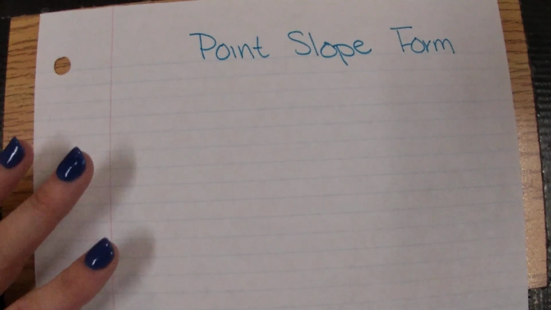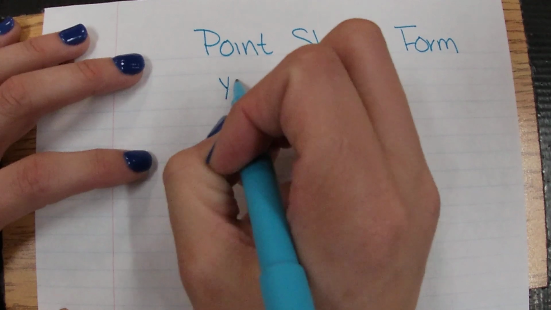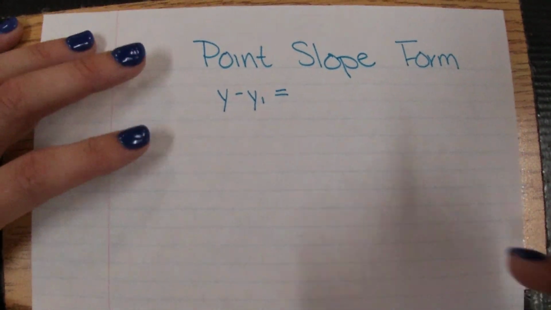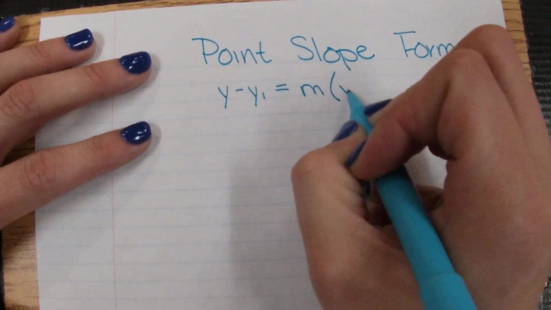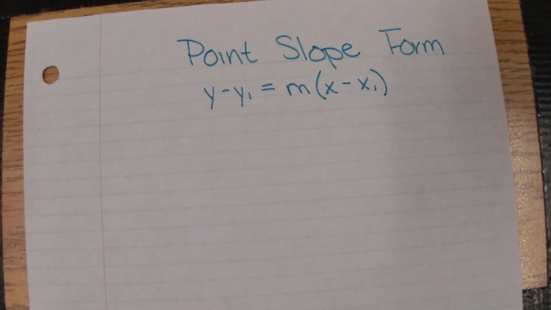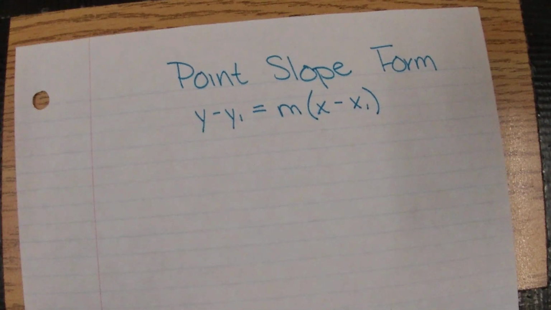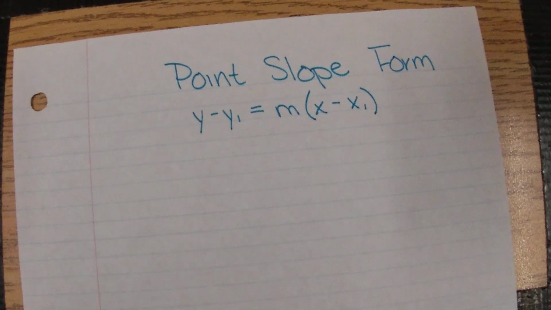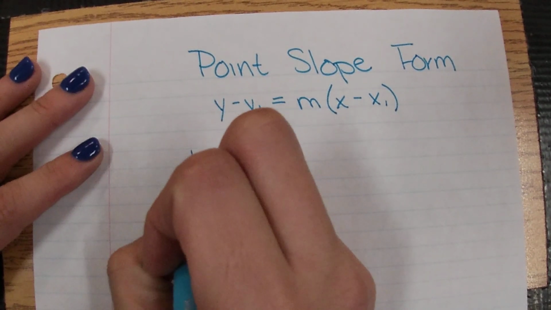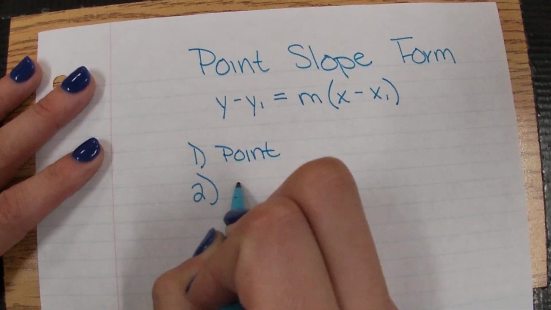Okay, so point slope form, just like the others, has a general form. So our general form for point slope form is the longest of all of them that we're going to look at. It is y minus y sub 1 equals m times x minus x sub 1. Okay, and just like slope-intercept form, it's not named very creatively. So if it's named point slope form, hopefully we're not that surprised that the two things that we can find from this are a point and a slope.